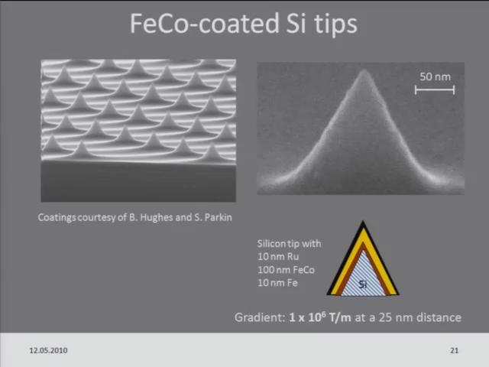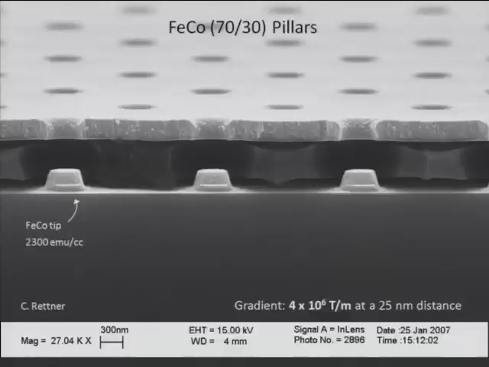And that was mostly due to the fact that they were using a different material, iron cobalt, which has a stronger magnetization. The problem with iron cobalt is that it's a soft magnetic material, so in order for it to be completely polarized, you have to apply a strong field, but that's not always such a bad thing. Okay, so this was one way to produce higher gradients.